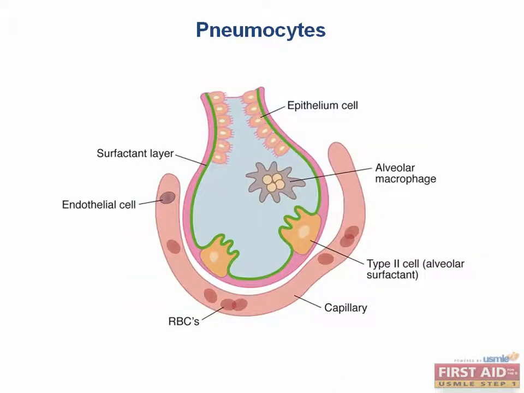Okay, now let's get back to surfactant. So I said a little earlier that surfactant is secreted by type 2 pneumocytes. Now, what's the main component of surfactant? It's mostly made up of a phospholipid called dipalmitoyl phosphatidylcholine, which allows surfactant to decrease the surface tension in the alveoli.